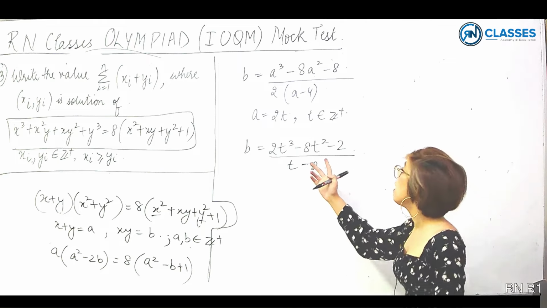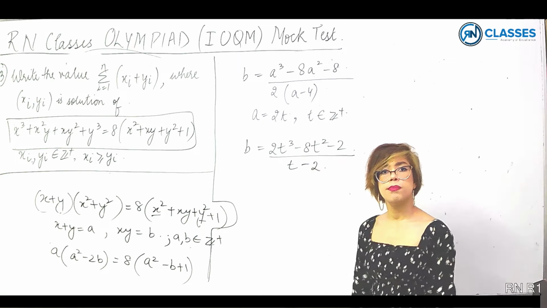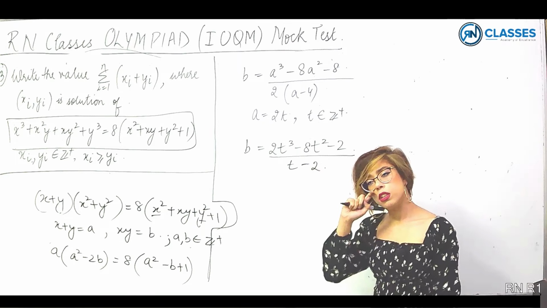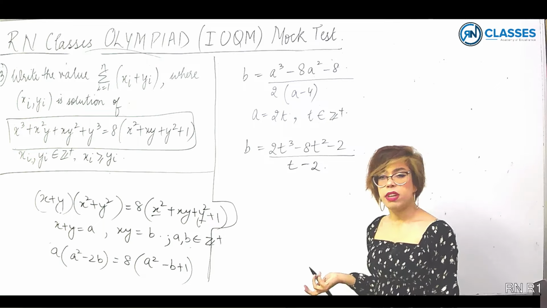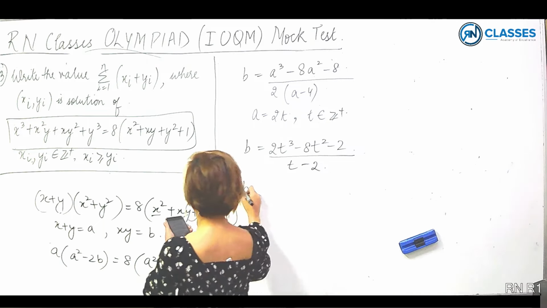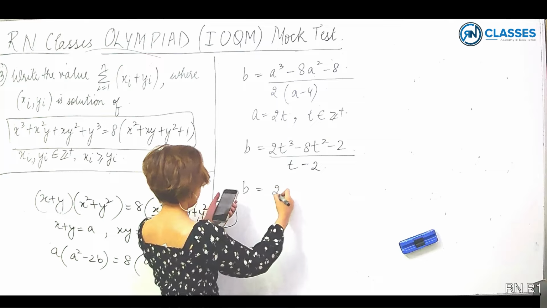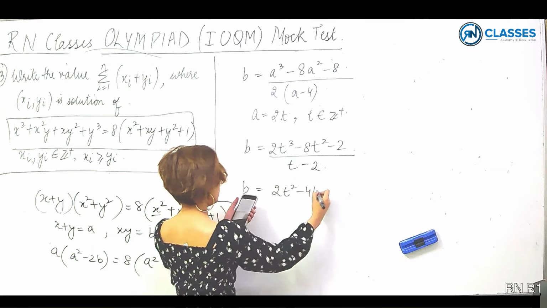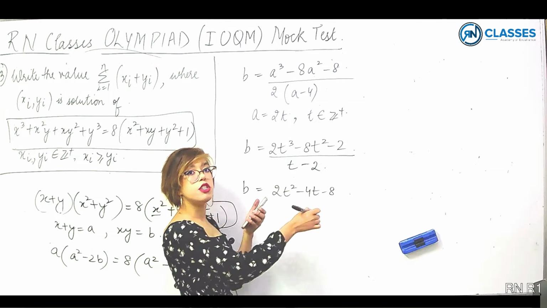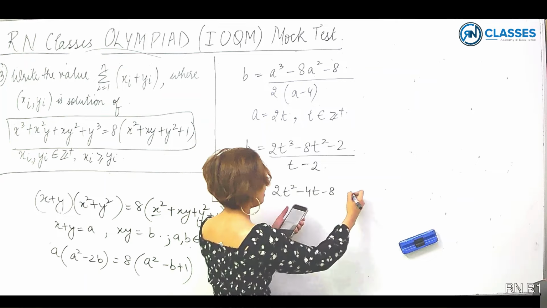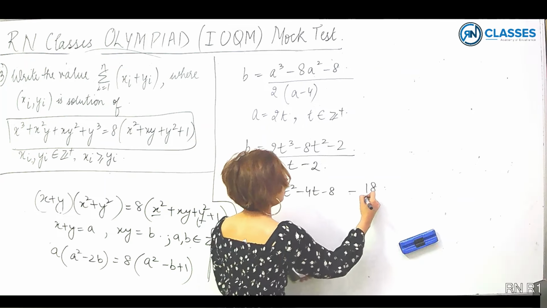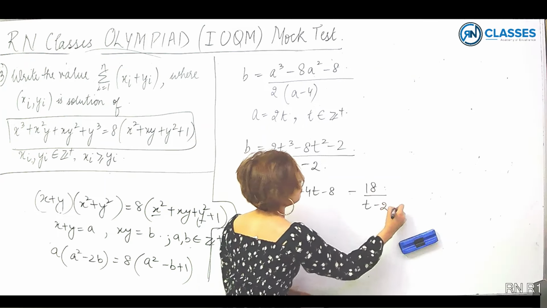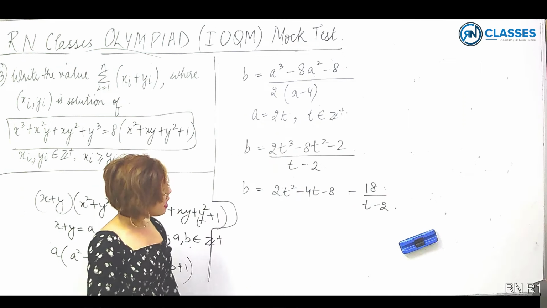Right? And I'm left with 2 polynomials. Division of 2 polynomials actually. Let me divide it. Right? When I divide it, this actually turns out to be 2t square minus 4t minus 8 into t minus 2, so I'll cancel it with the denominator, and I'll get minus 18 by t minus 2, right?